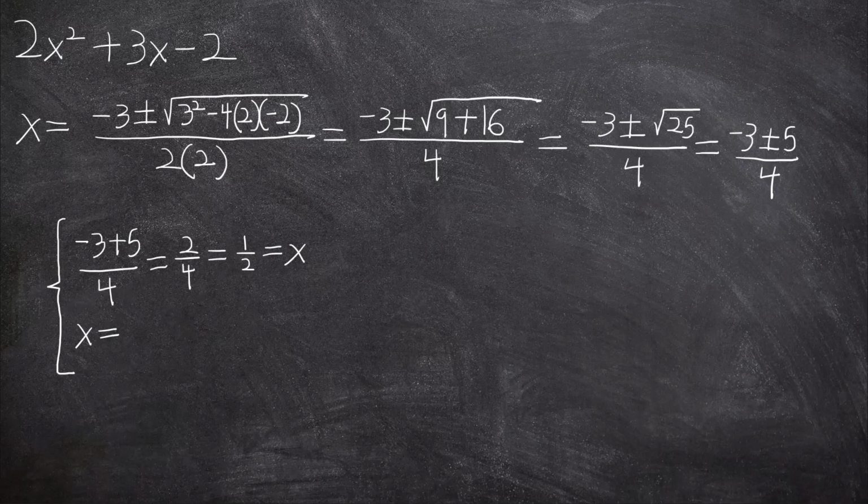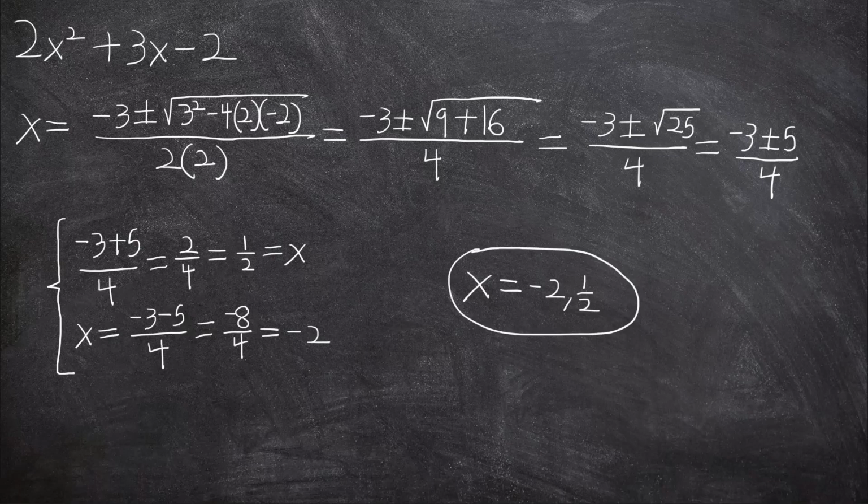Okay, now let's work with the minus. Negative 3 minus 5, negative 8. We will have negative 8 over 4, and this evaluates to negative 2. So our x values for this quadratic equation are negative 2 and 1/2. And this would be the final answer right here. So it's not that bad once you get the hang of it, but we're going to do a few more problems, so let's get into those.